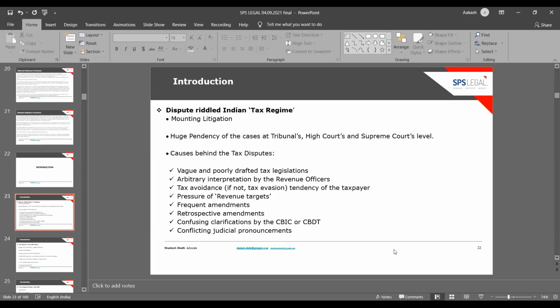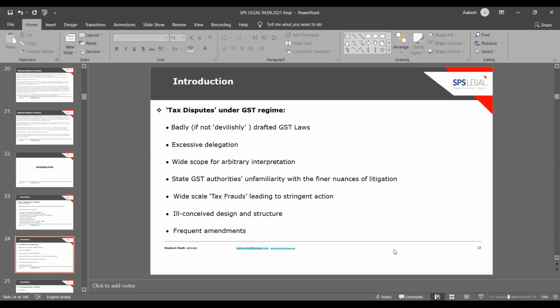And then confusing clarifications at times by the CBIC, though the CBDT is much more cautious, alert and pragmatic on this. But yes, with CBIC, quite a few clarifications leave much to be desired. Then conflicting judicial pronouncements, and then the excessive delegation, which we are facing, particularly, coming back to the GST regime, the badly drafted GST laws. I have always maintained GST is a poorly misconceived, hastily implemented, badly misunderstood, and arbitrarily implemented law. And we are witnessing the fallout of this state of affairs in a short span of 4 years.